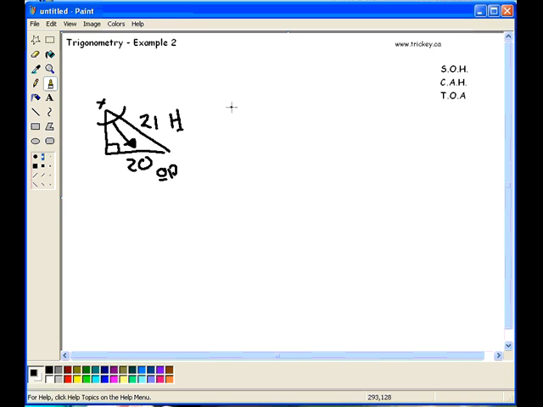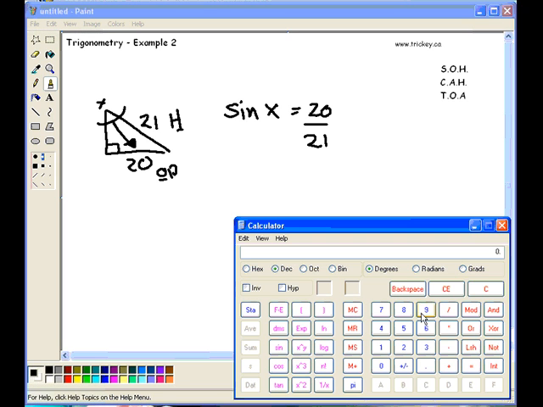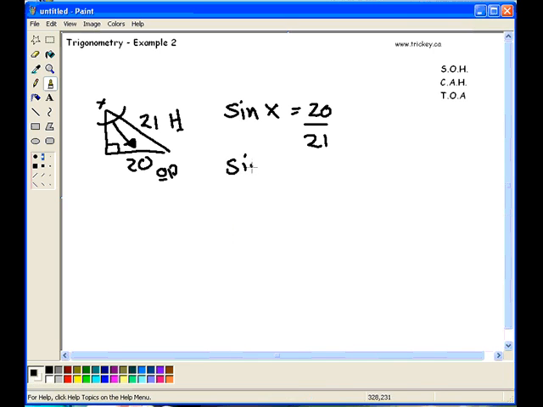So my formula is going to be the sine of x, I don't know what it is, but the sine of x equals the opposite, which is 20, over the hypotenuse, which is 21. Okay, now I go to my calculator, and I go 20 divided by 21 gives me 0.952.